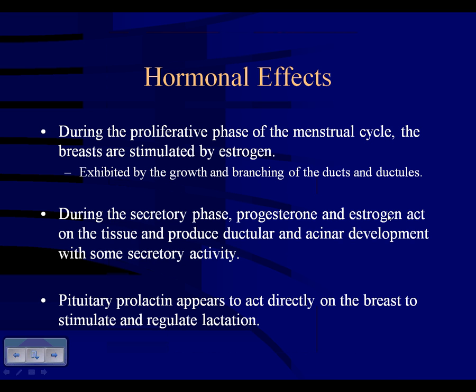All right, so again, we've talked about the hormonal effects a little bit already. During the proliferative phase of the menstrual cycle, the breasts are stimulated by estrogen. During the secretory phase, progesterone and estrogen act on the tissue and produce both ductular and acinar development. Those are your secretory cells within the lobules. Again, pituitary prolactin appears to act directly on the breast to stimulate and regulate lactation.